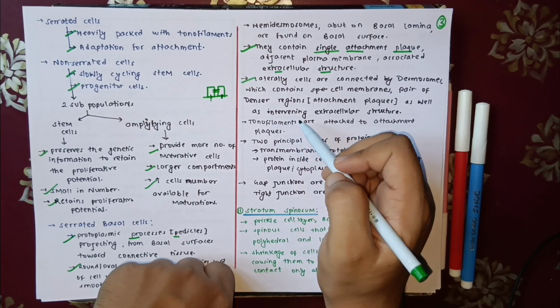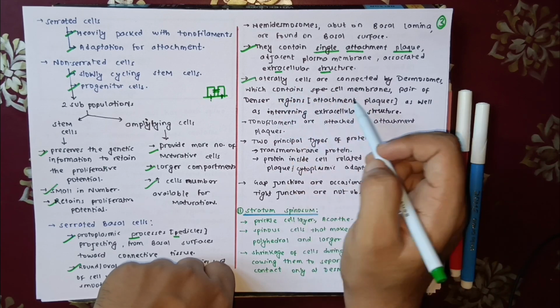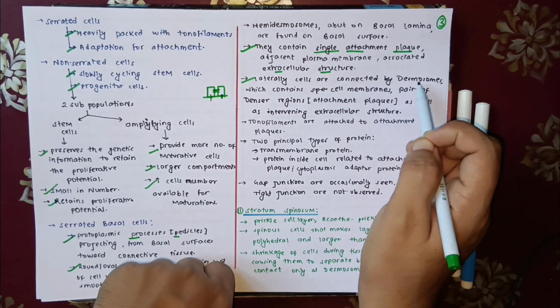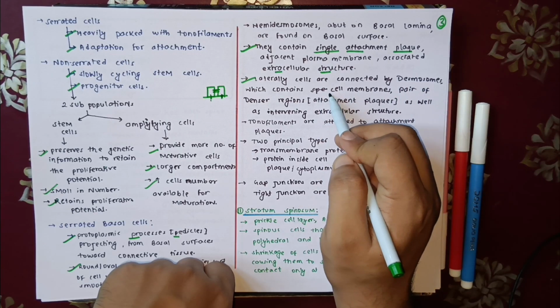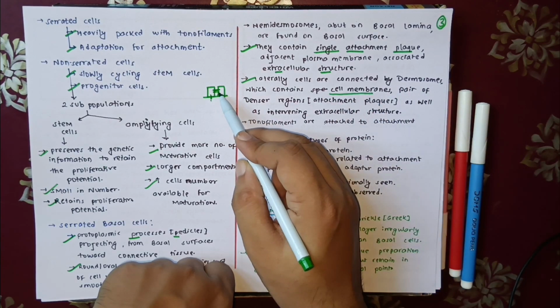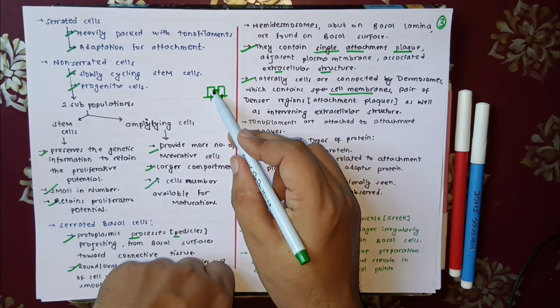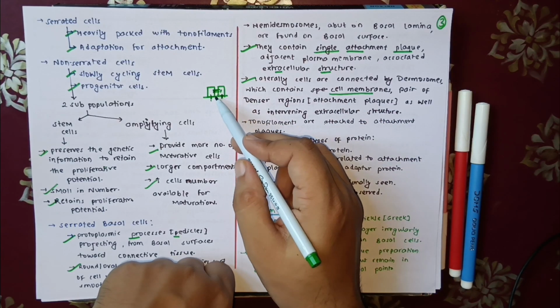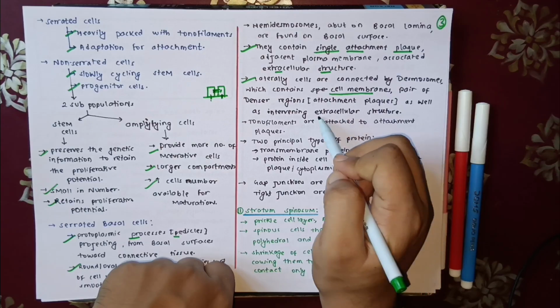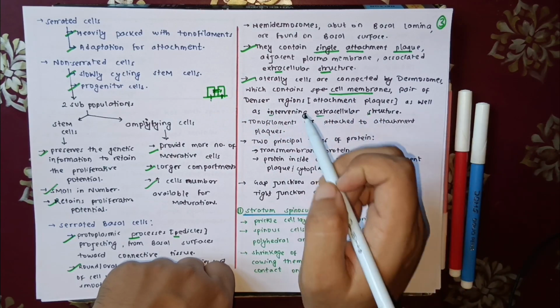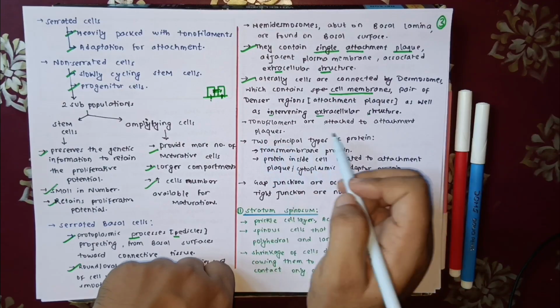So there is a composition written here. Laterally, cells are connected by the desmosome, which contains the cell membrane and pairs of denser regions, the attachment plaques. So the attachment proteins are present on either side of the cell, as well as intervening extracellular substances, with the tonofilaments attached to the attachment plaque.